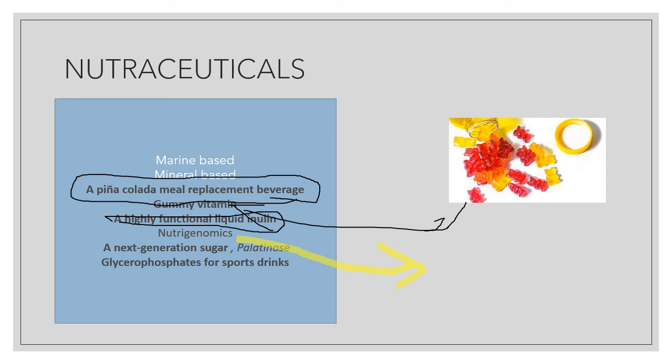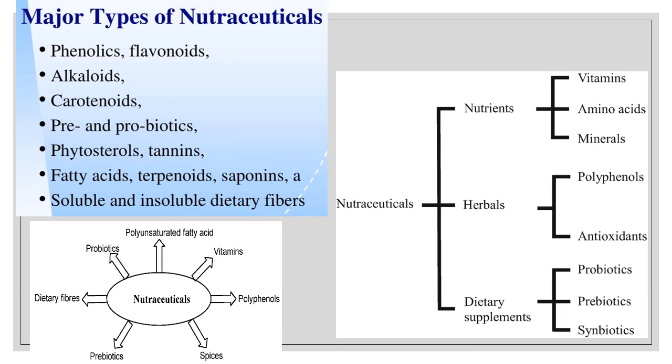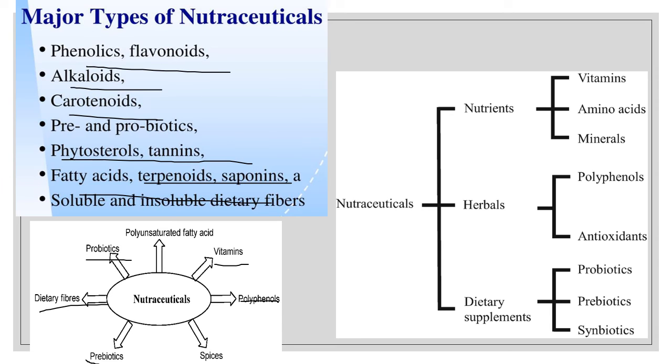Nutrigenomics is quite blooming nowadays. Glycerophosphate sport drinks. So there are certain sports players that require energy drinks. Next you have high generation sugar palatinose. So this is a new generation of sugar that you can opt for. Majorly the types of nutraceuticals are PUFA, that is polyunsaturated fatty acids, vitamins, polyphenols, spices, prebiotics, dietary fibers, probiotics, insoluble dietary fibers, terpenoids, saponins, phytosterols, carotenoids, alkaloids, phenolics, flavonoids, symbiotics, etc. These are the different classifications of nutraceuticals.